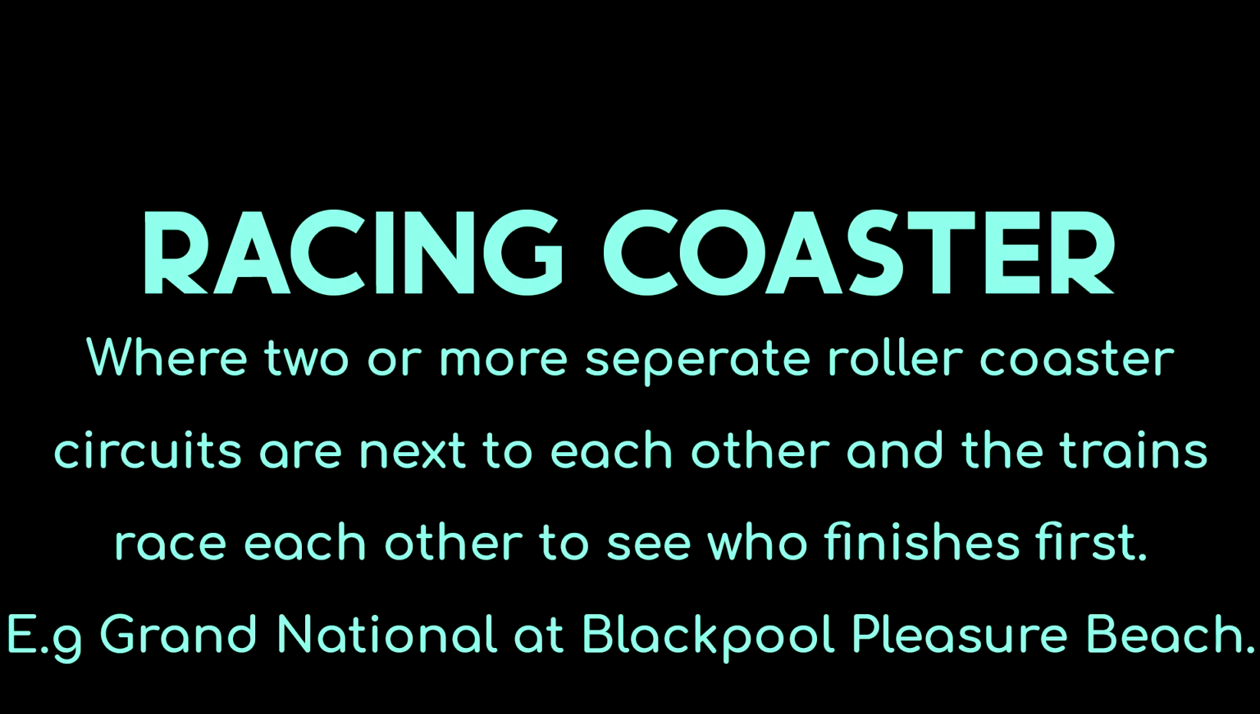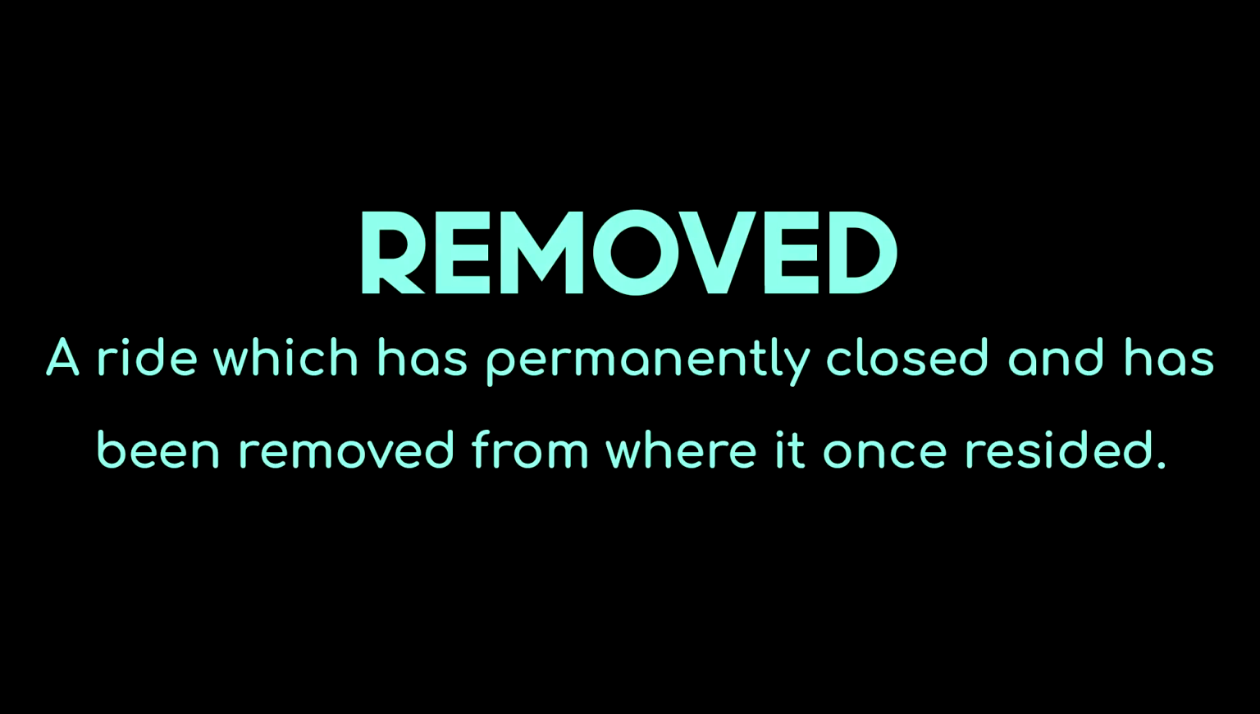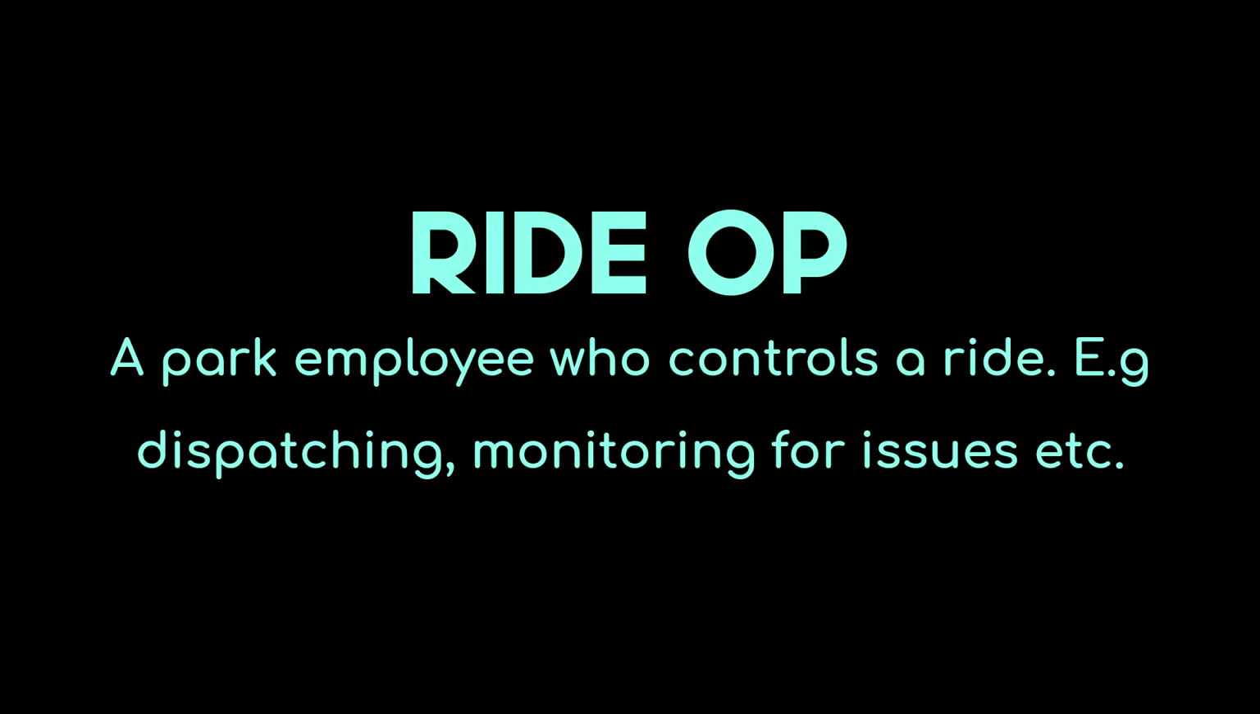Racing coaster, where two or more separate roller coaster circuits are next to each other and the trains race each other to see who finishes first. For example, Grand National at Blackpool Pleasure Beach. Removed, a ride which is permanently closed and has been removed from where it once resided. Ride Op, a park employee who controls a ride, for example dispatching, monitoring for issues, etc.